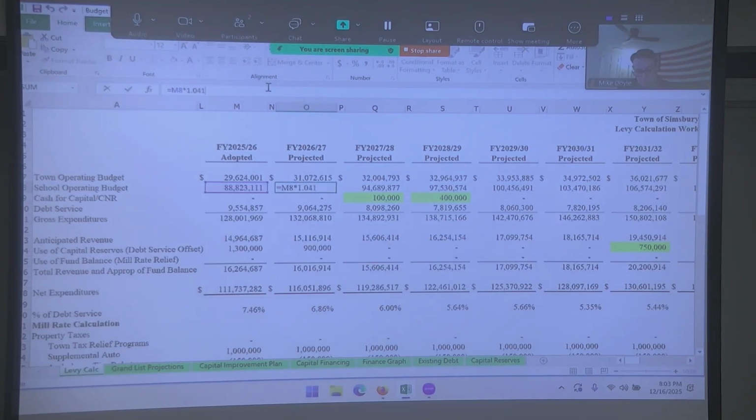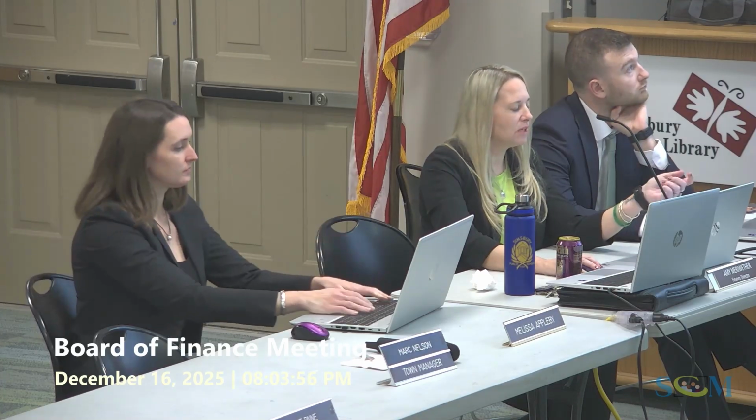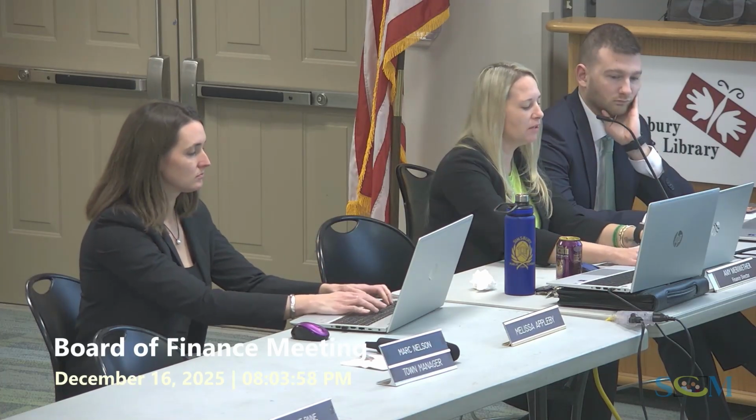She's now putting in the fixed cost. This cell is our prior budget from last year, and then we add the fixed cost percent increase. So for the town, it was 4.89, so it's just 29 million times 4.89, and then we just look at what the increase is, and then I just kind of pick a number and try to get there. Okay, got it.